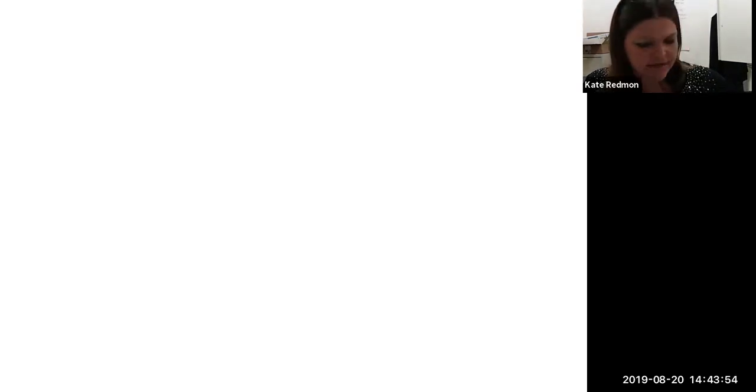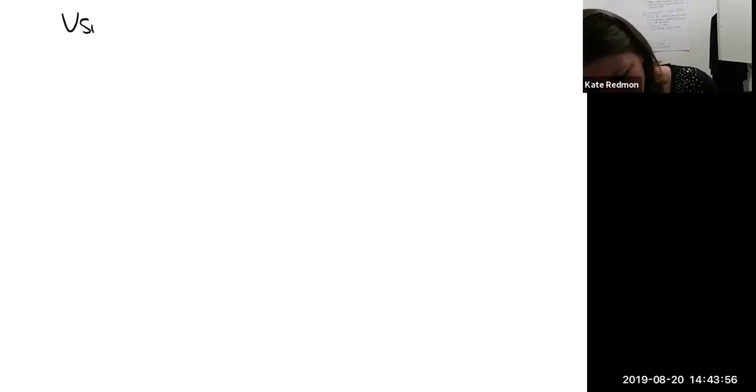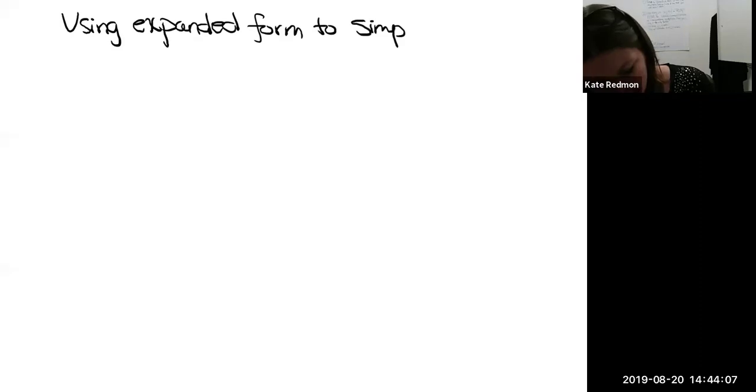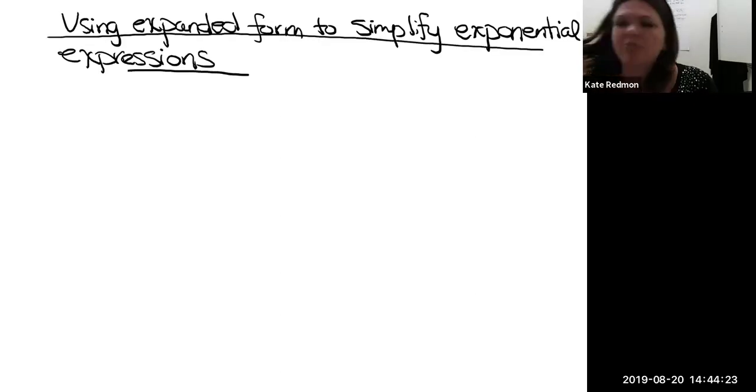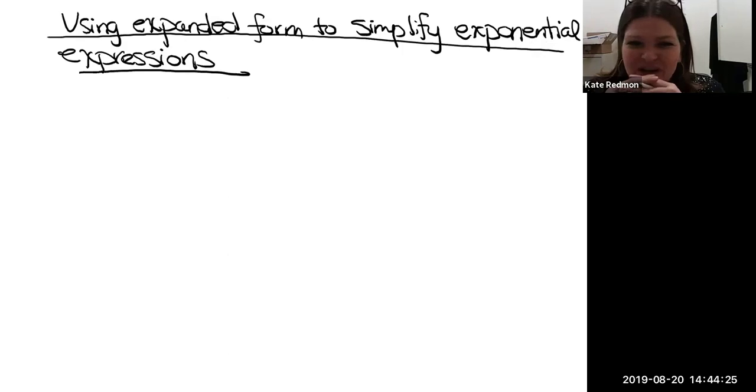Let's call this Using Expanded Form to Simplify Exponential Expressions. Now, math teachers have a pretty bad habit, not all of us, but a lot of us, of writing all these rules on the board, asking you guys to memorize all these rules, and you guys get all the rules mushed together and do weird stuff.